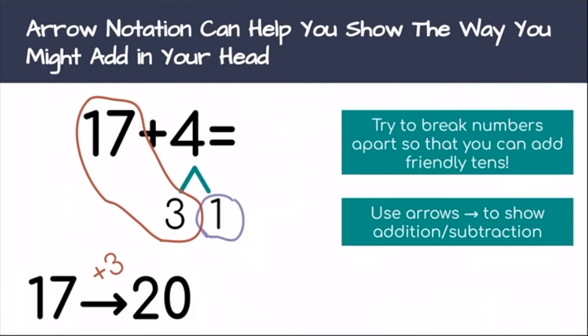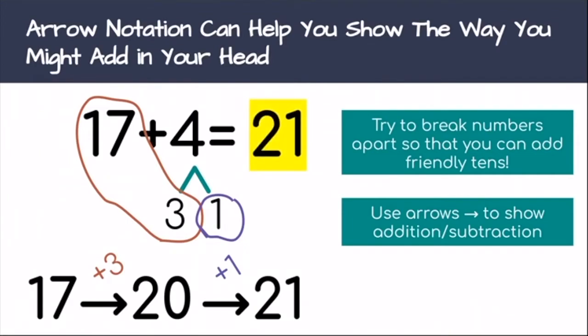Now, you can see that I have this 1 left over, so that's the next part that I need to add to the 20. I just added another arrow after the 20 to get to 21, which showed that I added plus 1 to get there. So my real arrow notation shows 17 plus 3 to 20 plus 1 to 21. That's really how I do this when I'm thinking about it in my head. 21 is my answer, so I need to make sure I go back and put it up at the top after the equals sign because that shows my answer.